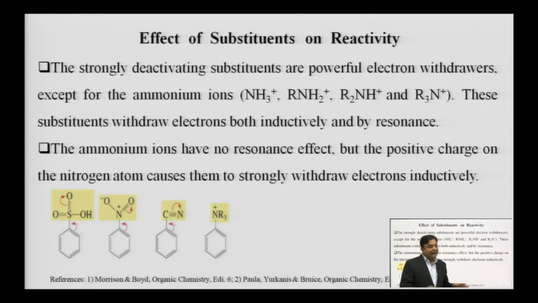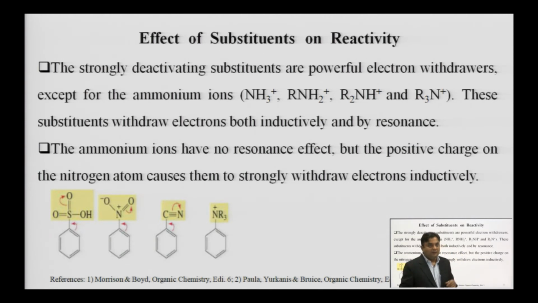सारे के सारे जो हैं वो इंडक्टिव इफेक्ट के थ्रू भी विड्रॉ करते हैं और रेजोनेंस के थ्रू भी विड्रॉ करते हैं. जो अमोनियम आयंस होते हैं, ठीक है कि नहीं, उनके अंदर रेजोनेंस इफेक्ट नहीं होता, तो वो सिर्फ इंडक्टिवली ही विड्रॉ करते हैं. But they can withdraw so strongly that they come in the category of strongly deactivating substituents.